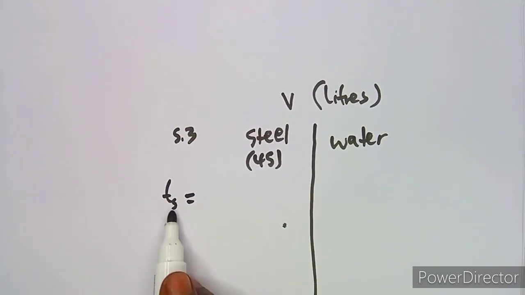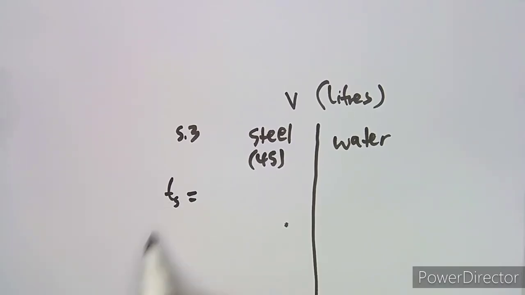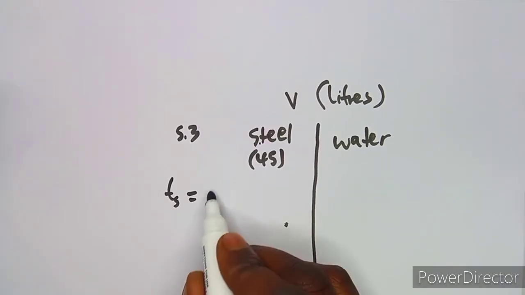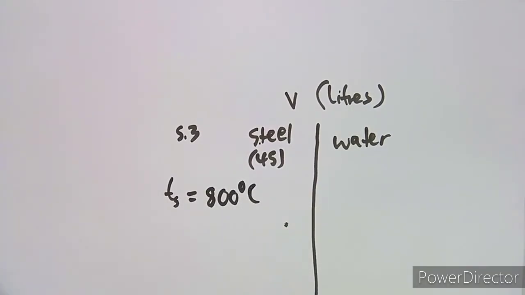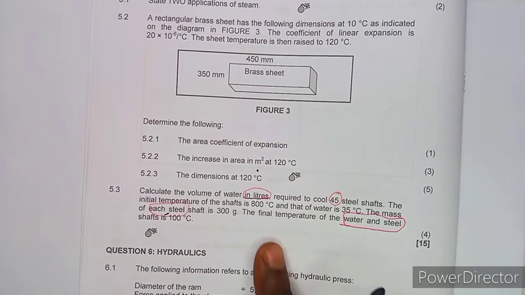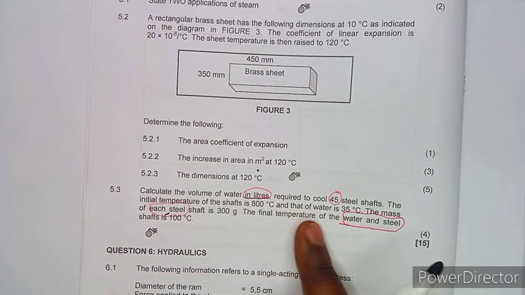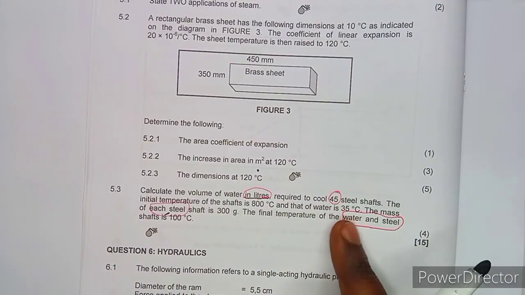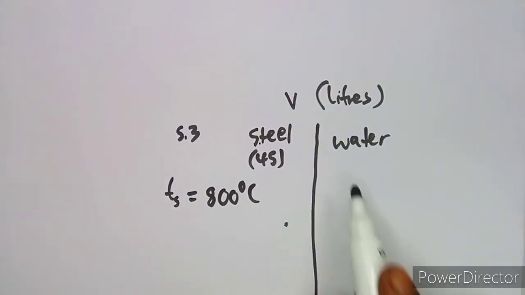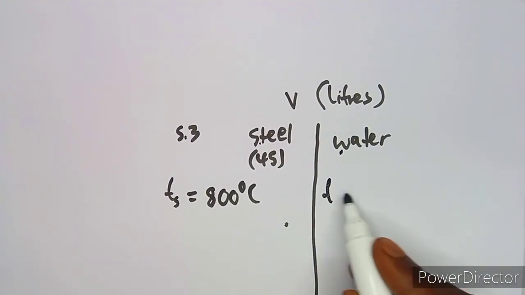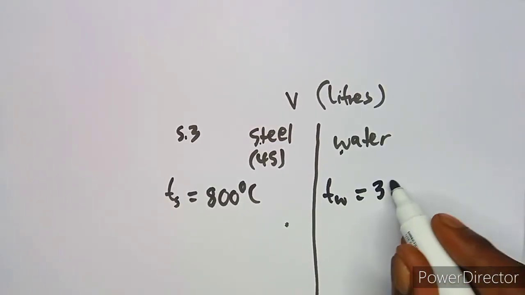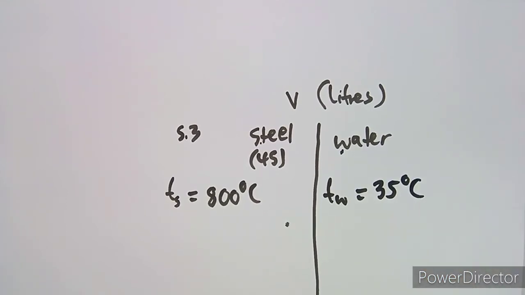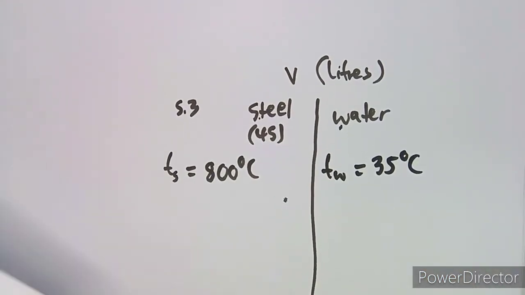Guys, I always use S to represent the temperature of steel. So it's S. That's why I do this. Pardon the way I write. Maybe you are not familiar with it, but that's what I'm used to. And that of water is 35 degrees Celsius. So it's T water, at 35 degrees Celsius. This is the temperature of water. All right, let's move on.